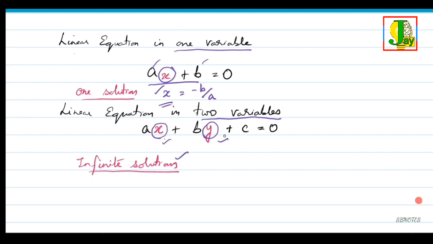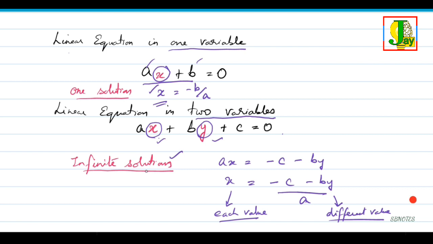So how do we find the solutions? Suppose I express this equation in terms of x: ax = -c - by, and x = (-c - by) divided by a. Here a, b, c are real numbers. If I put x = 0, I will have some value of y. If I take x = 1, I'll have some value of y. So we have infinite solutions for a linear equation in two variables, when only one equation is given.